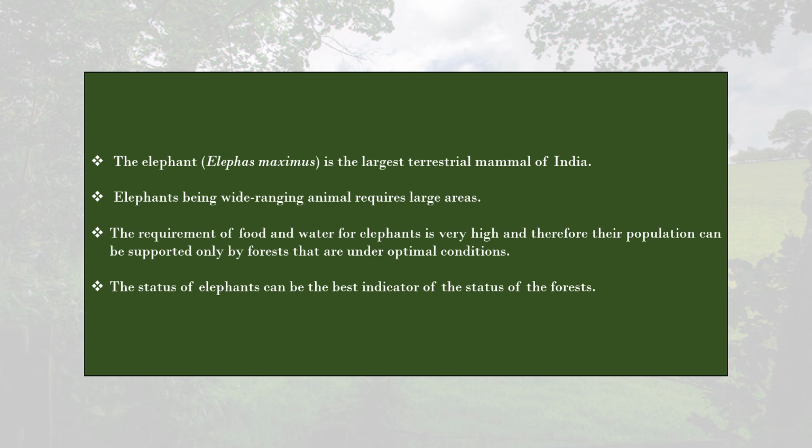The elephant is the largest terrestrial mammal of India. Elephants being wide-ranging animals require a large area. So their requirement of food and water is very high. So their population can be supported only by forests that are under optimal conditions. And the status of elephants can be the best indicator of the status of the forest. That's what I was trying to say in the introduction of this presentation. And we are going to discuss the elephant reserves in India. So let's start.